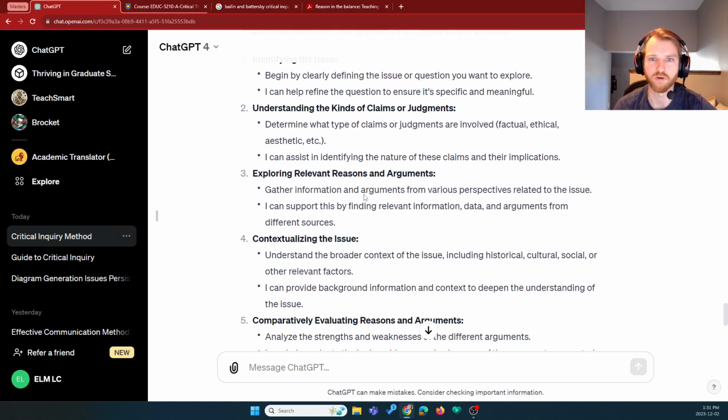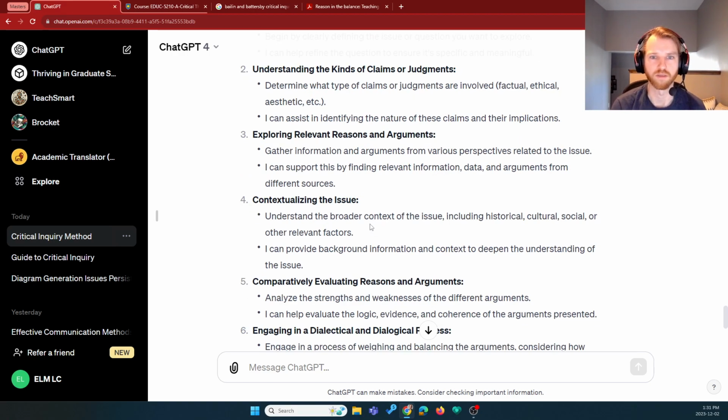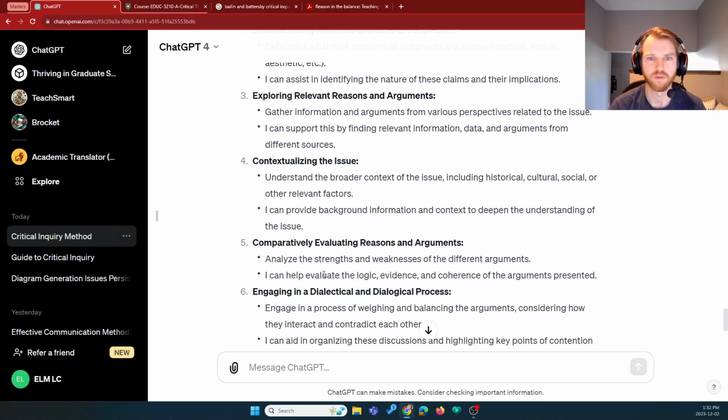Exploring relevant reasons and arguments: I can support by finding relevant information, data, and arguments from different sources. And I absolutely was going to do that. Obviously, you need to be careful because sometimes it can make up sources, but we'll see. It should be able to actually provide links to legitimate sources that we can fact check. And contextualizing the issue: it can provide background information and context to deepen the understanding of the issue. It can help evaluate the logic, evidence, and coherence of the arguments presented.